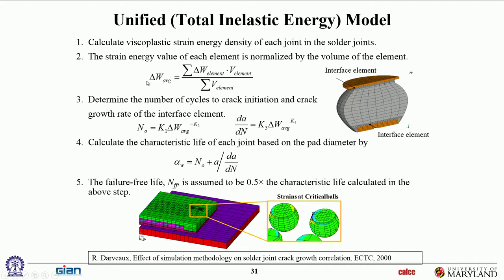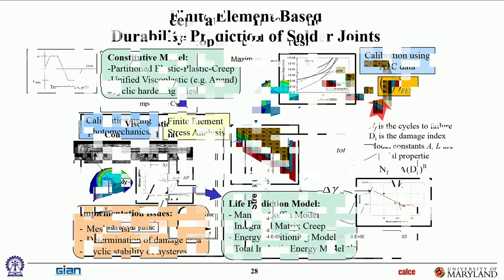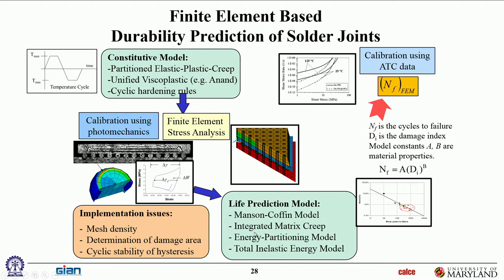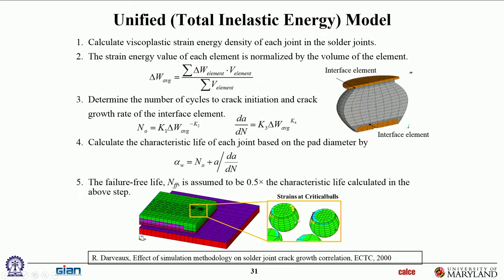And then some groups get even more detailed, for example, Darvo and his research group. They use these models to predict when the crack starts, and then use fracture mechanics concepts to predict when it's going to propagate to failure. So they actually add a propagation. da/dN is the propagation rate of the crack. They do a propagation calculation and add that to the crack initiation, okay?